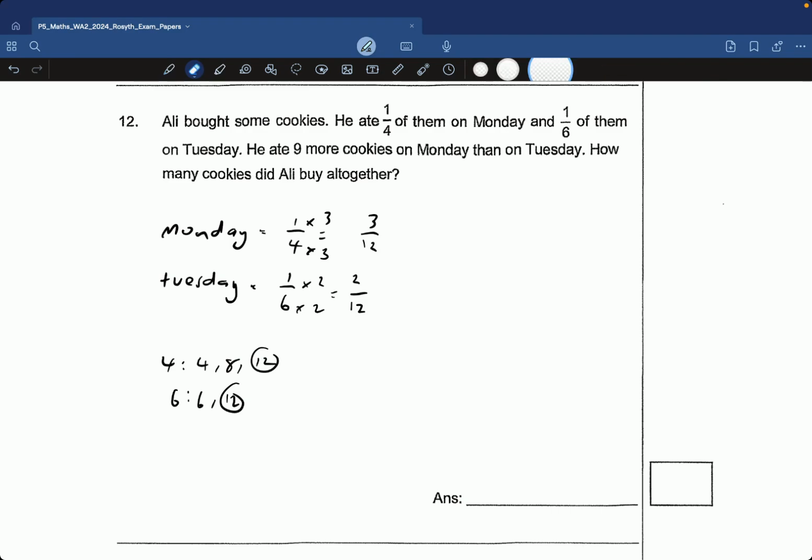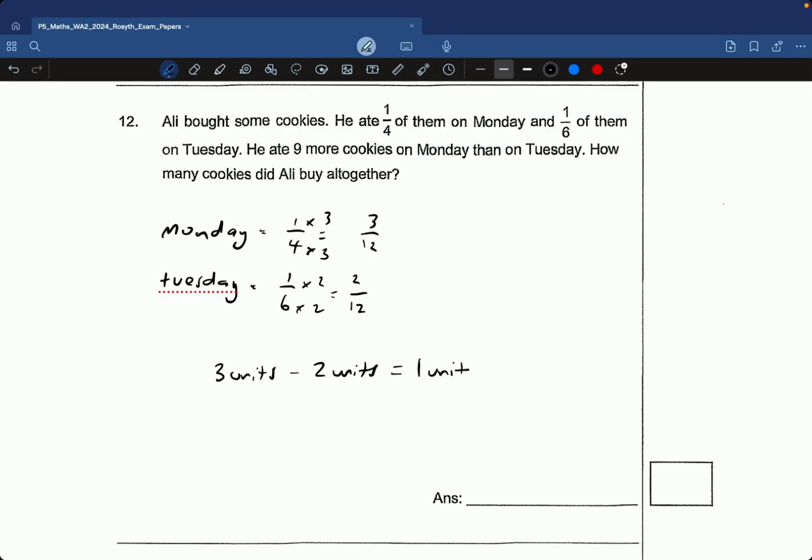Okay, so next thing is we only want to look at the numerator in this case. So the numerator is 3 and the numerator here is 2. So that means Monday he ate 3 units and Tuesday he ate 2 units. So that means he ate more on Monday, right? So 3 units minus 2 units equal to 1 unit.